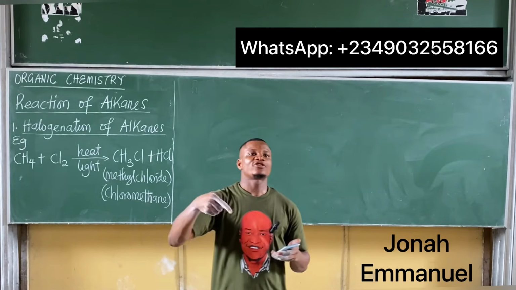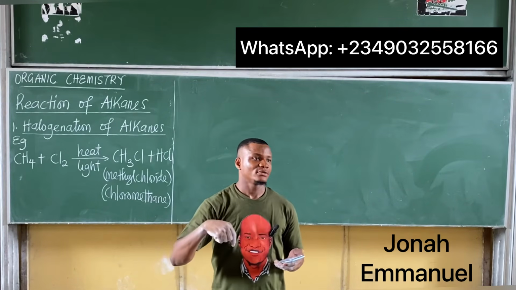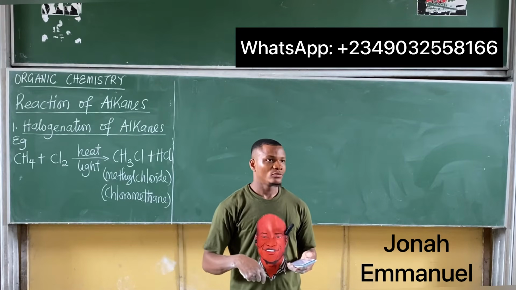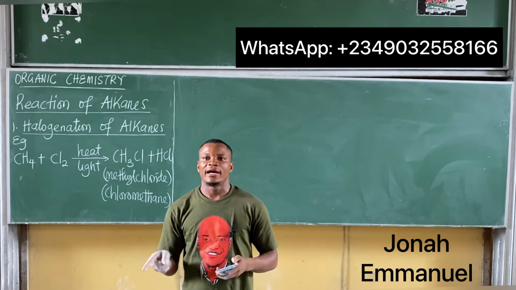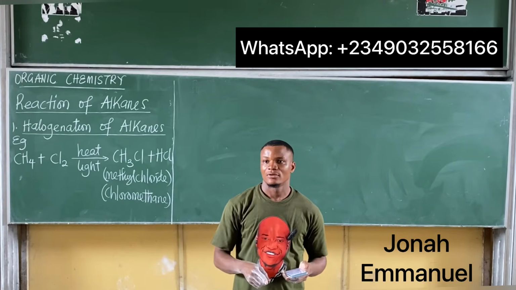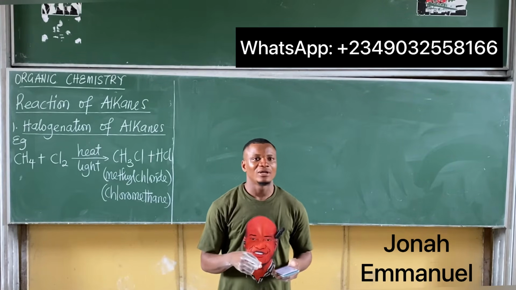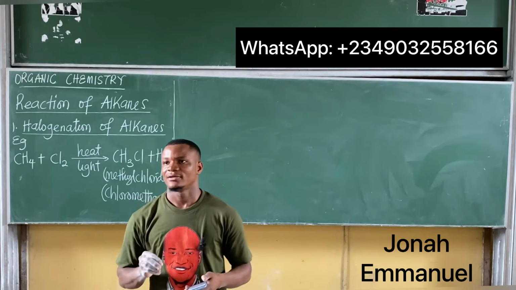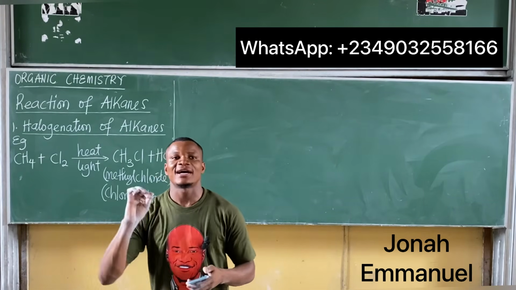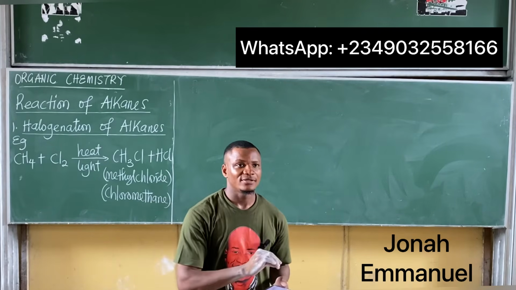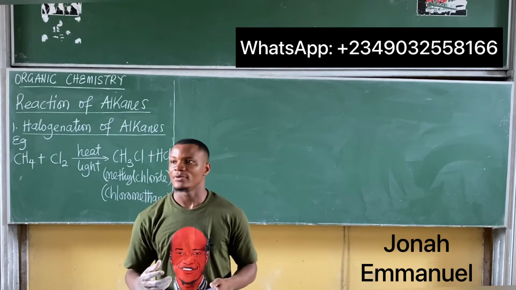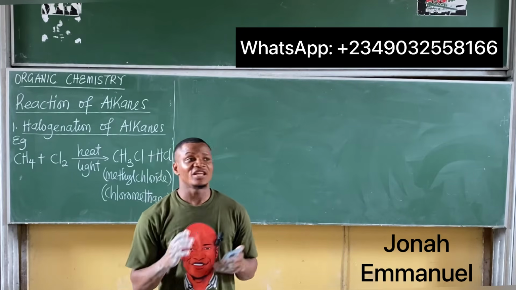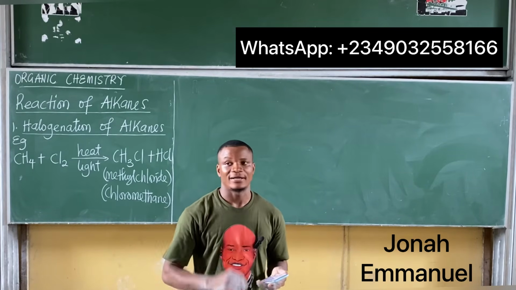HCl, is it hydrogen chloride or hydrochloric acid? What's the difference between hydrogen chloride and hydrochloric acid? The major difference is the state of matter. HCl in liquid form is an acid, hydrochloric acid. HCl in gaseous form is a gas, known as hydrogen chloride gas. The major difference there is in their state of matter.